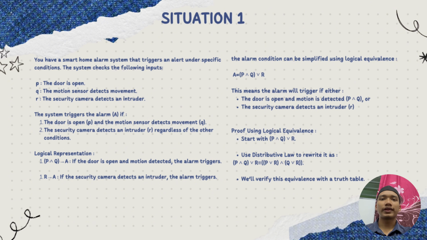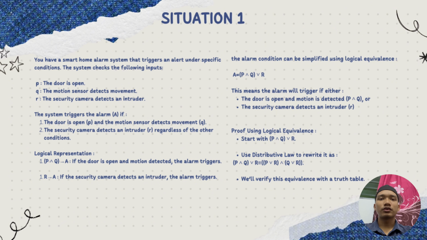So, for the next step, we need to verify the logic through equivalence. To ensure the system logic is valid, we use logical equivalence to simplify and verify the expression. By applying the distributive law in logic, we can rewrite the condition as P and Q or R is equivalent to P or R and Q or R.